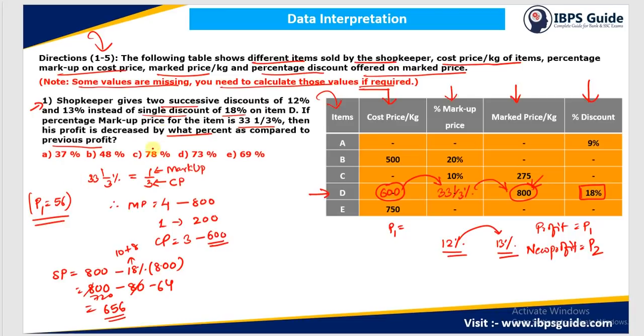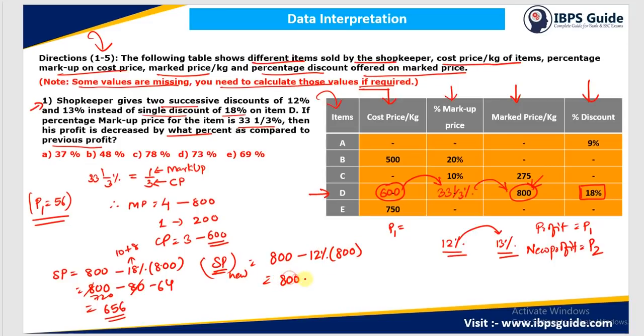Now I have to look for the final profit. Now they are saying that instead of giving this 18%, they are giving 12 and 13%. Now always the discount is given on the mark price. So what will the new SP be in this new case? First they will provide 12%. So 800 was there, but initially I am giving 12% discount. So 12% will be equal to what?